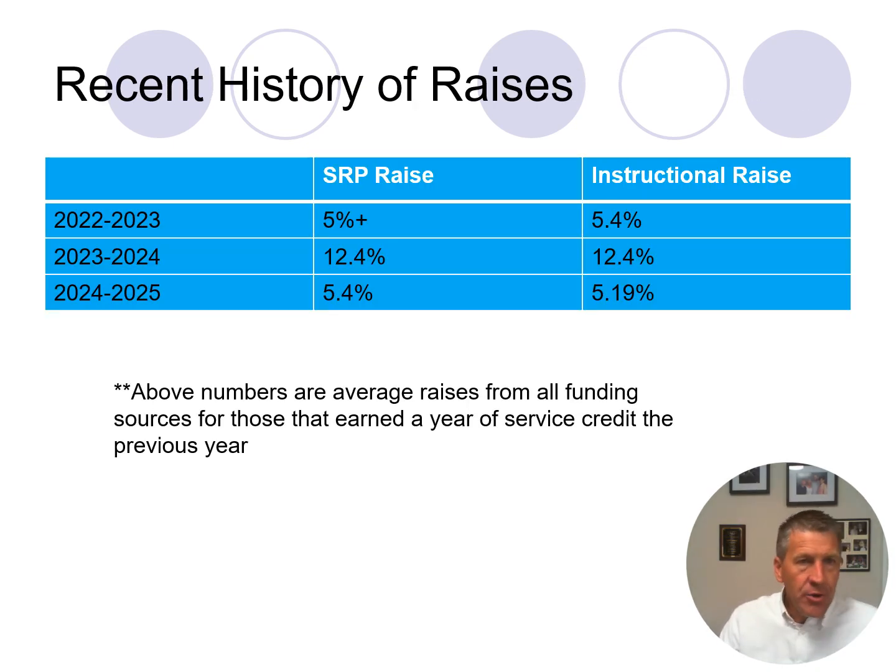Now on your screen, you can see the recent history of raises in this district going back for the last 3 years: 22-23, 23-24, and then this year the proposed raise for 24-25. And what you can see is the raises for the last 3 years have been over 5% and in fact over 12% in the 23-24 year. These numbers are the average raises from all funding sources, including the referendum, for those that earned a year of service credit the previous year.